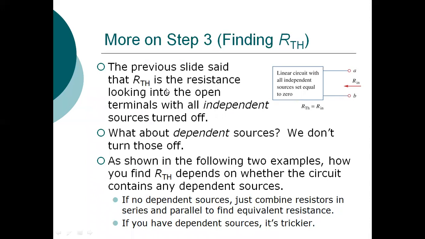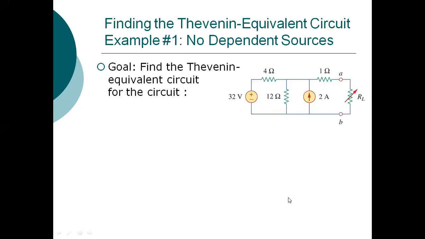So the previous slide said that RTH is the resistance looking into the open terminals with the independent sources turned off. So what about the dependent sources? We don't turn those off. As shown in the following two examples, how you find RTH depends on whether the circuit contains a dependent source or not. If there is no dependent source, just combine resistors in series and parallel to find equivalent resistances. So we only have to do the series and parallel combination of the resistors in the circuit, and reduce that to one single resistor. If you have dependent sources, it's trickier.